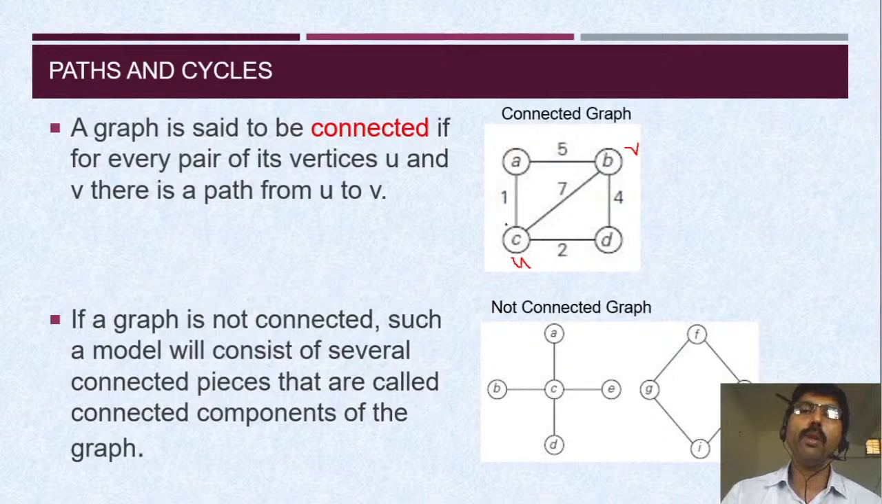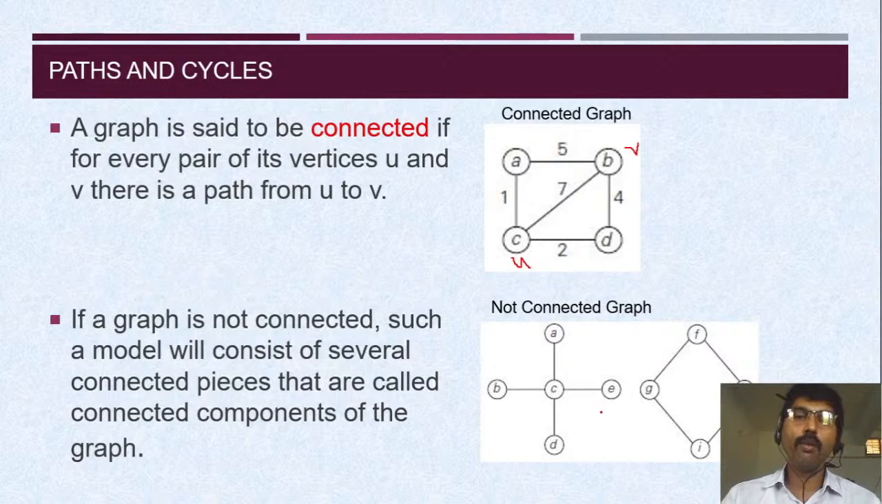This means every vertex has a path to the other vertices. From C I can go to A, B, D. This vertex can connect to all the other vertices. This vertex can connect to all the other vertices. So that is called a connected graph. All the vertices have a path between them.